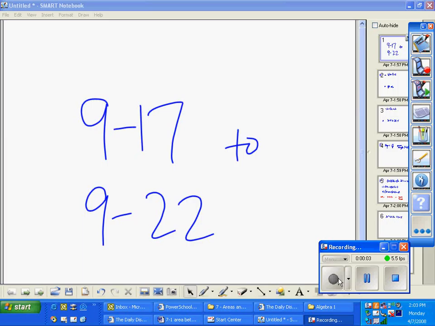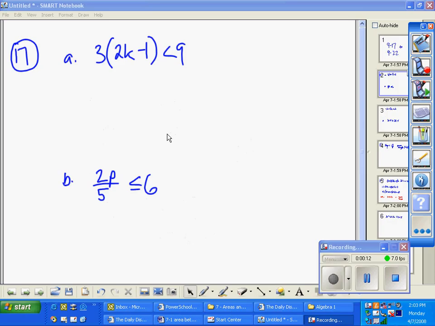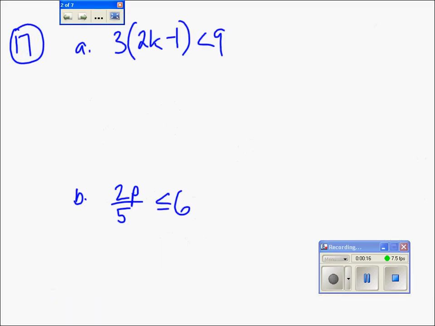Okay, we're going to do problems chapter 9, 17 to 22. I'll do most of the assignment with you. First one here, sorry, let me just get my screen a little bit bigger. First one is 17a.